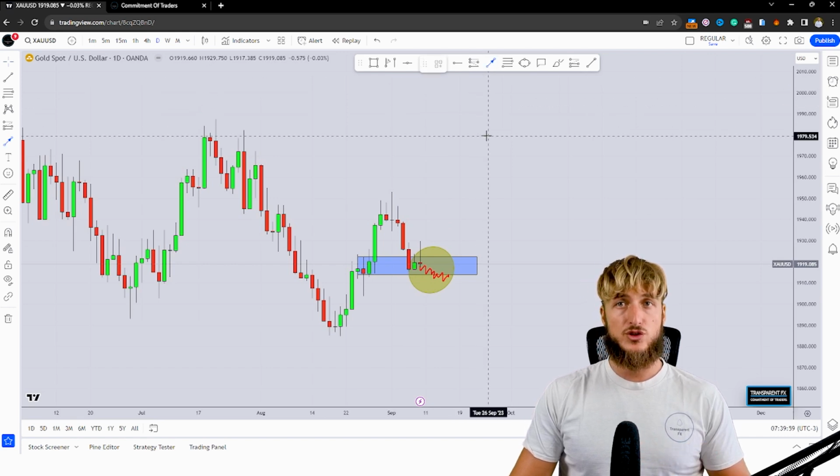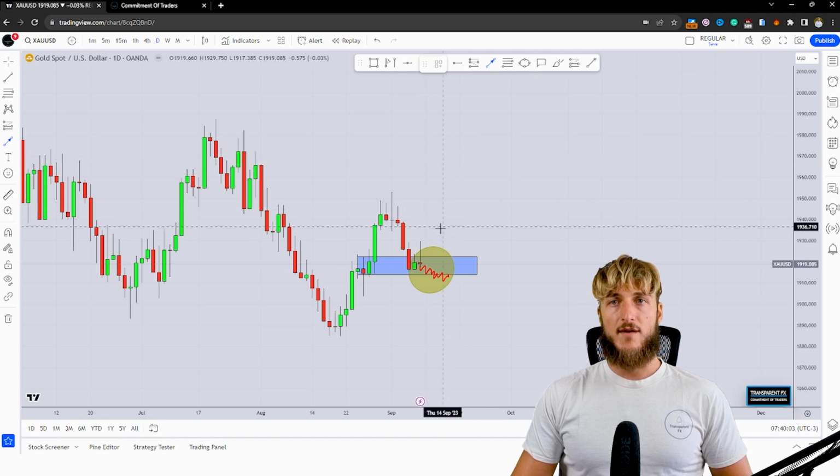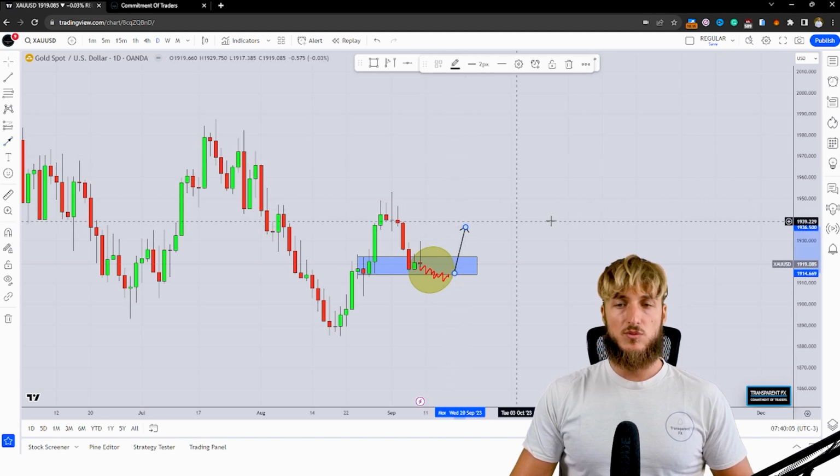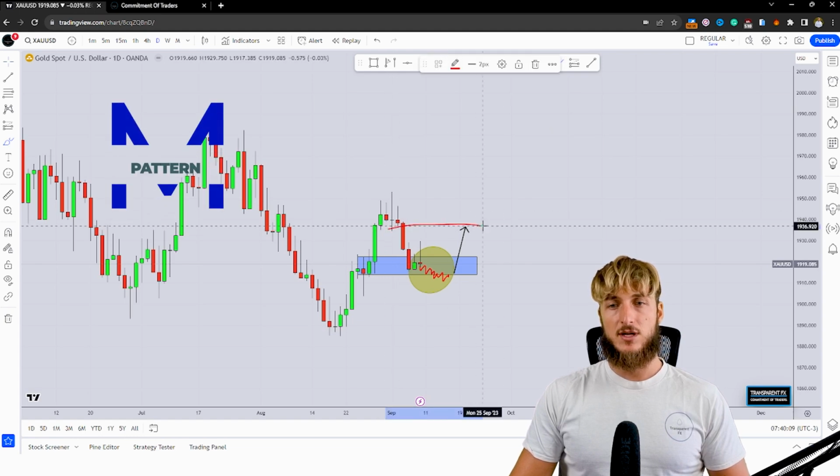And if the market would shift from an intraday bearish to a bullish market and provide to us one of our valid entries, at that point we could be looking for a potential move higher for the completion of this M pattern at the neckline.